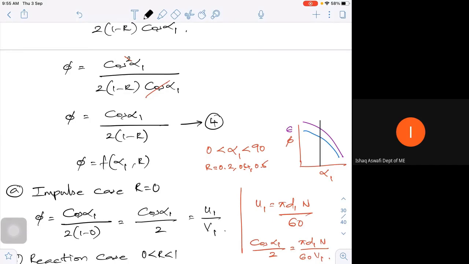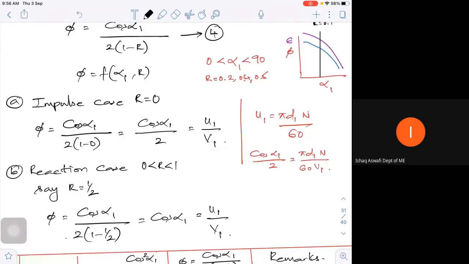For any given value of r, check for r equal to 0.1: plot epsilon and phi. And for r equal to 0.2, plot epsilon and phi. You can cross verify and cross check it. Whatever values you get in the curve can be verified as a case. Put r equal to 0. If I put r equal to 0, I get simply cos alpha by 2. So phi is equal to cos alpha by 2, which is equal to U by V1.